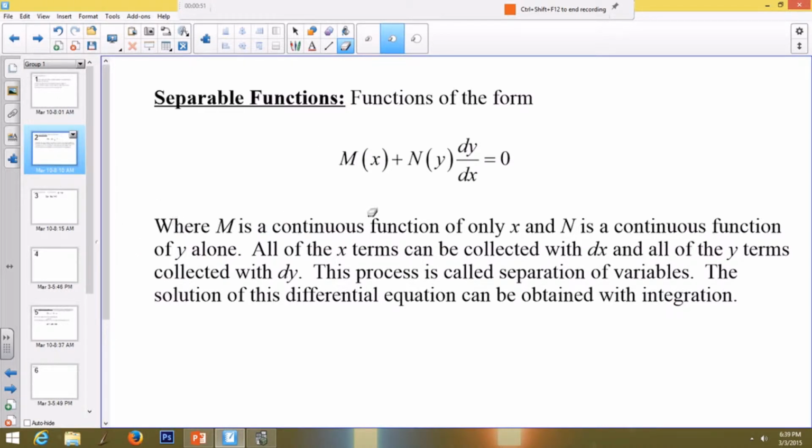All right, so separable functions. A separable differential equation has this form where you have a function that is in terms of only x, plus a function that is in terms of only y times the derivative of y with respect to x. Remembering that, and again, we usually use f of x when we're talking about a function, I'm just trying to use the definition that was from the book. So M is just some continuous function, N is some continuous function, and they are in terms of x and y respectively. And this process is called separation of variables, and we're going to solve this using integration. So this is just a real formal definition for some of the stuff that we've already done.